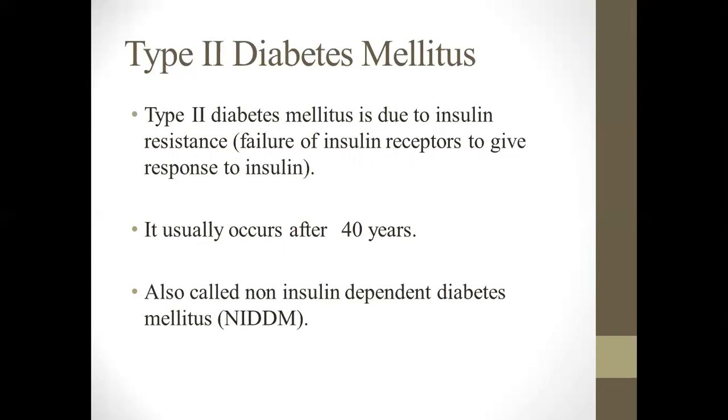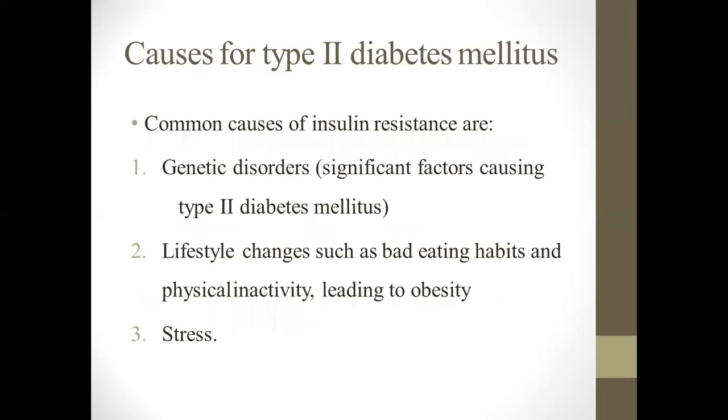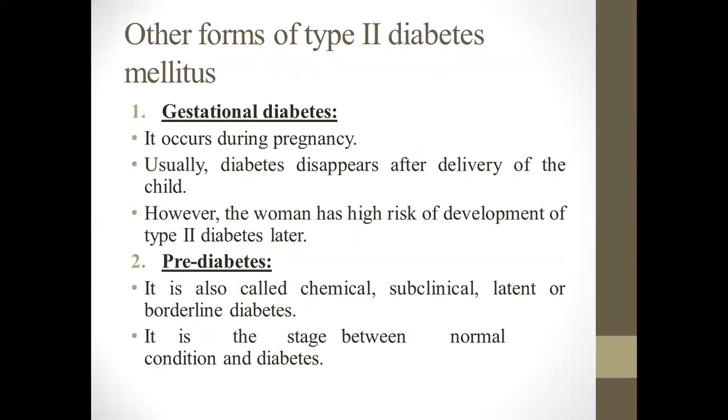It occurs after 40 years of age, and it is also known as non-insulin dependent diabetes. We can say it is non-insulin dependent because different types of medicine given to the patient can also manage the insulin level in the blood. So type 2 diabetes mellitus has genetic effects, lifestyle changes, and stresses.